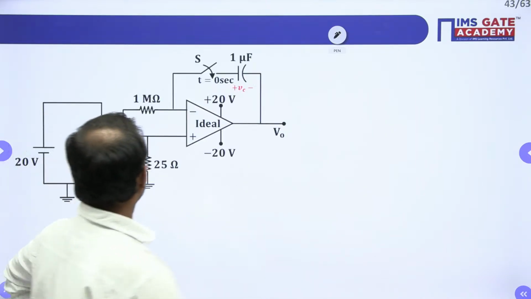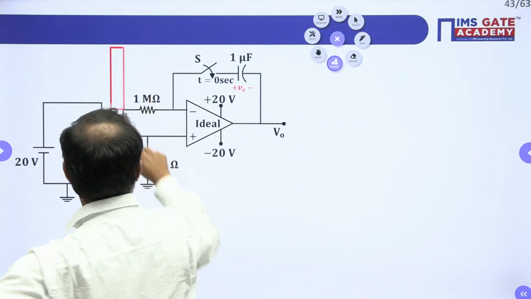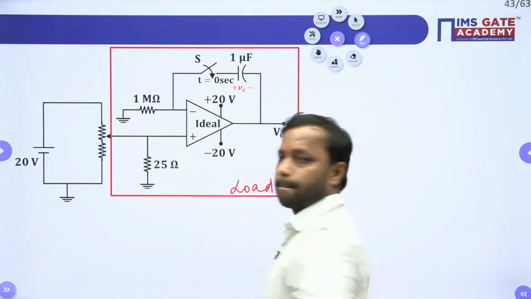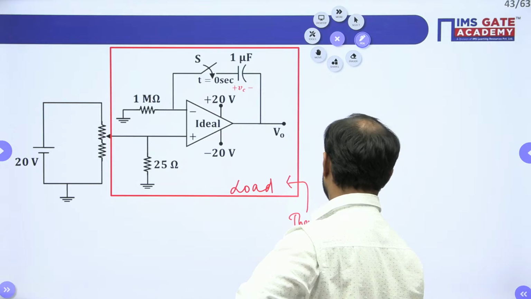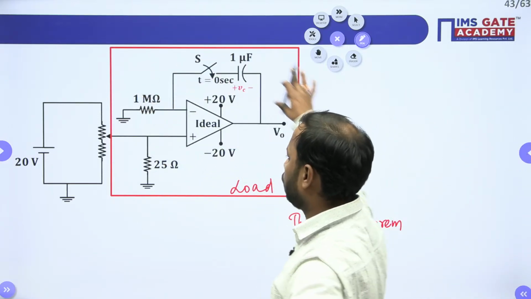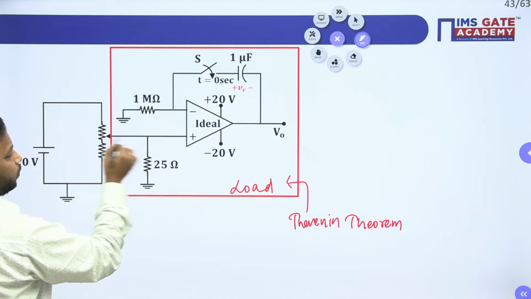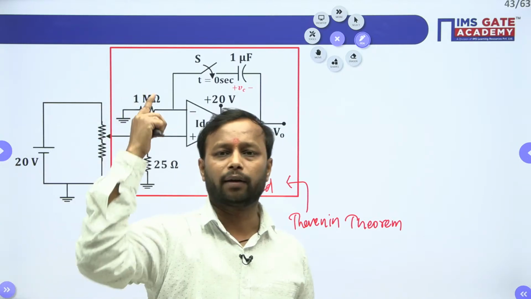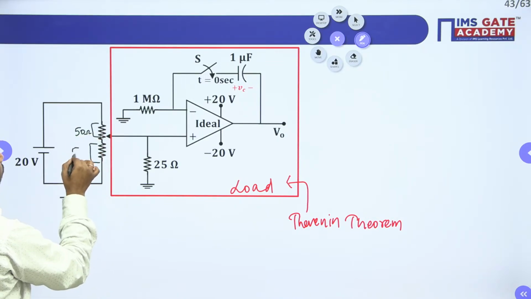See, what I will do, I will take this portion as a load, and I will apply Thevenin theorem here. Am I clear? I will consider this as a load and will apply Thevenin theorem from this load. It is given in the question that this is a kind of jockey, and this is position halfway. So if the overall resistance is 100 ohm, the half resistance is what? 50 ohm. Similarly, this will be 50 ohm.